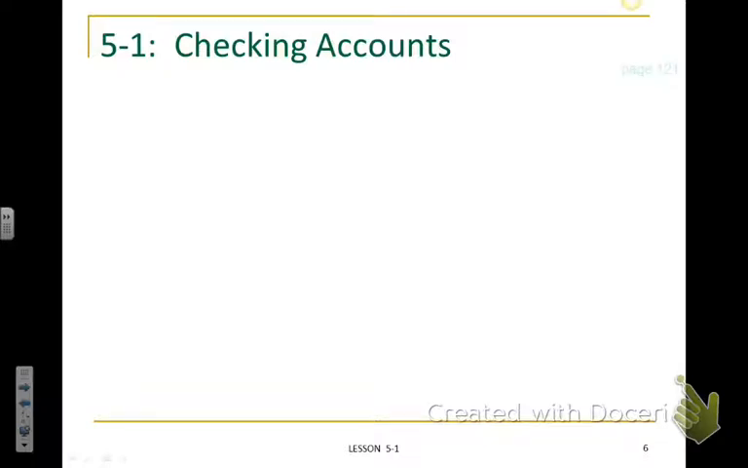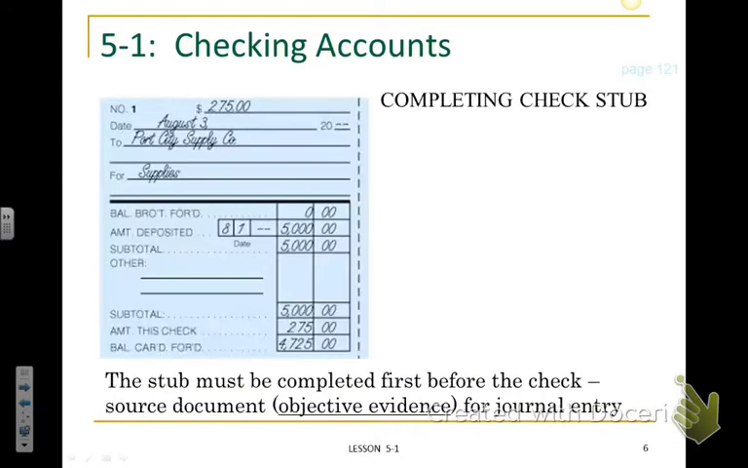Now, the next step is going to be how would we actually handle writing out a check? First thing we're going to do when we have to write out a check is we're going to complete the top portion of the check stub. The top portion in this particular instance is for check number 1, and it's going to be for paying Port City Supply Company.